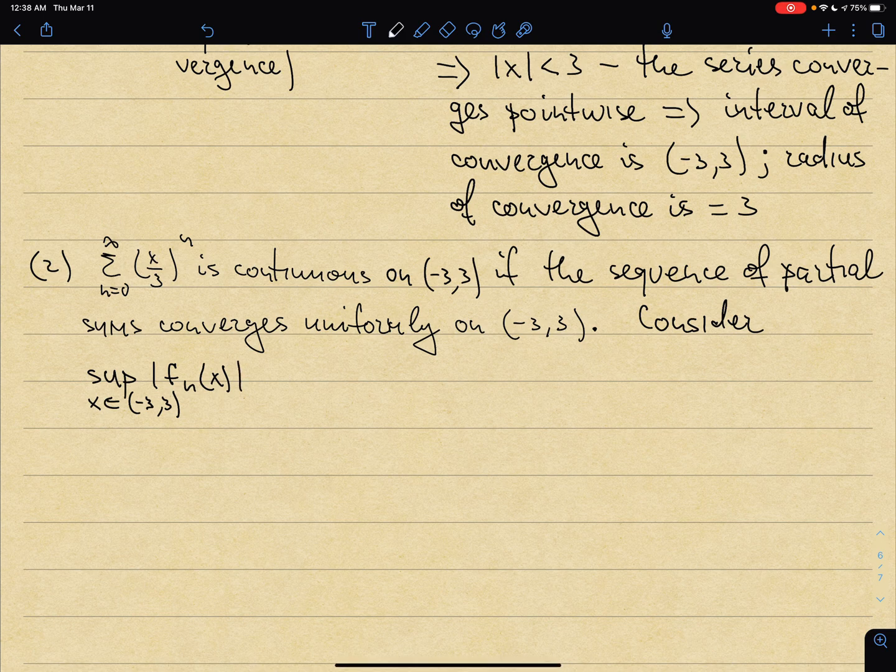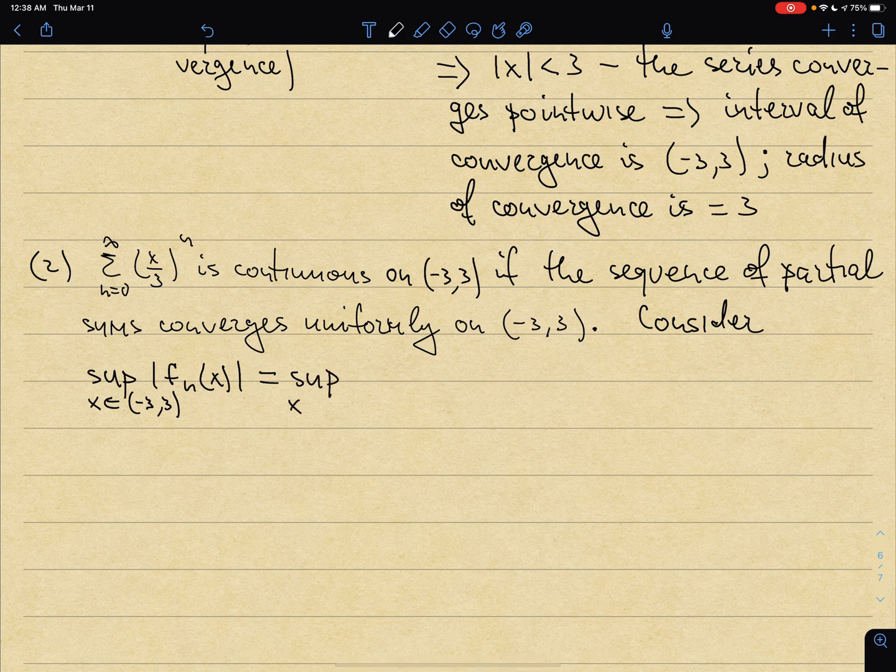Remember, if this thing doesn't go to 0 when n goes to infinity, then we cannot have uniform convergence on our interval. Okay, so fine. Is this something that I would be able to compute? Well, let's see. What's fn of x?